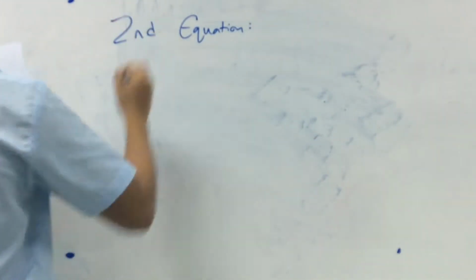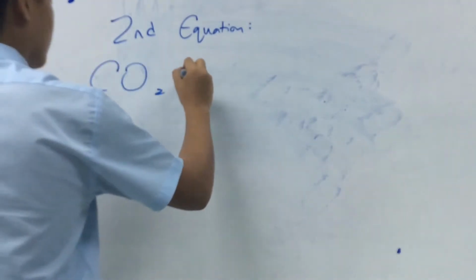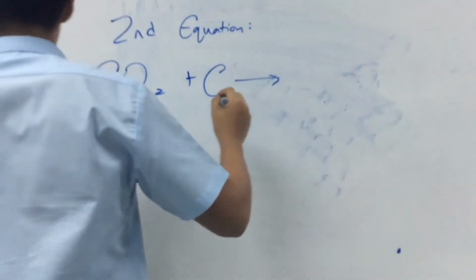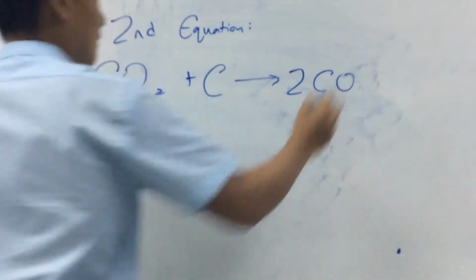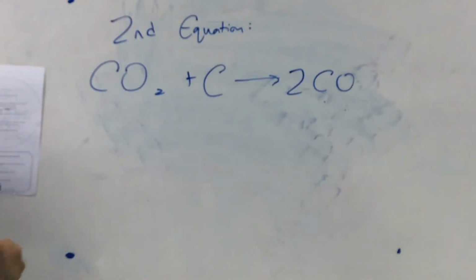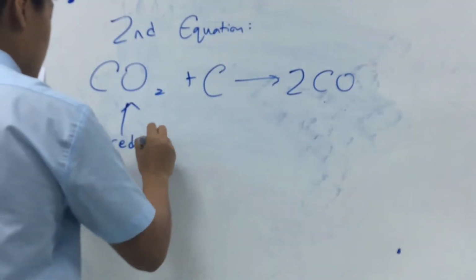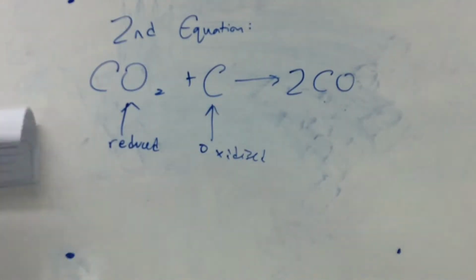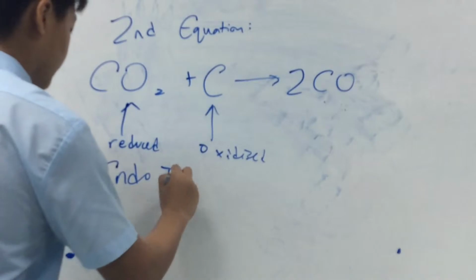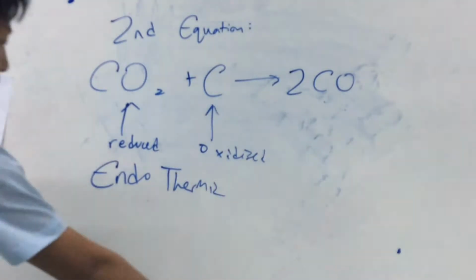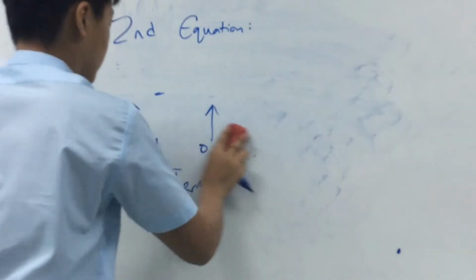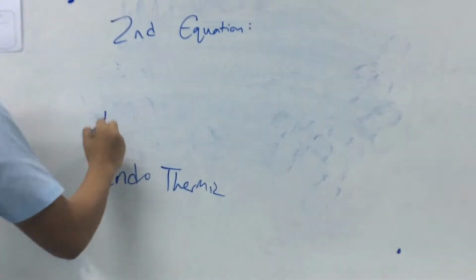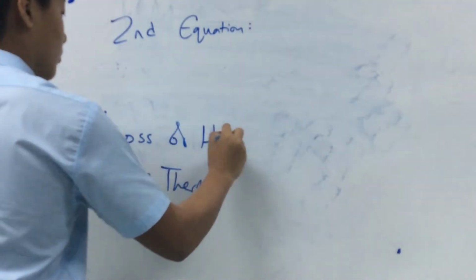The second equation consists of an equation between carbon dioxide from the previous equation and carbon, which forms carbon monoxide. The carbon dioxide is reduced and the carbon is oxidized. This is an endothermic reaction as bonds are being broken, and therefore there is a loss of heat from the surroundings.